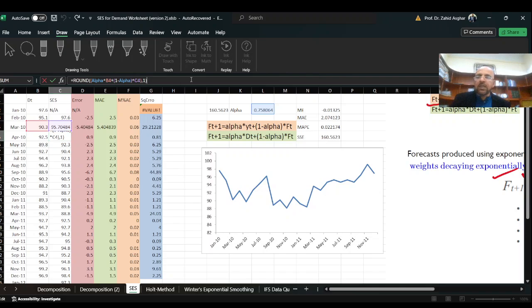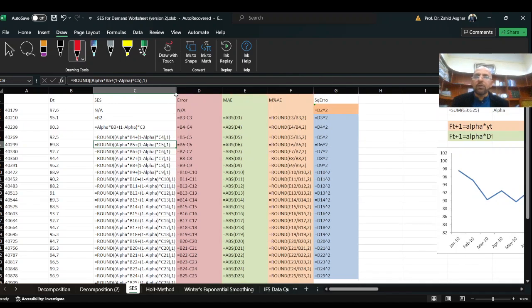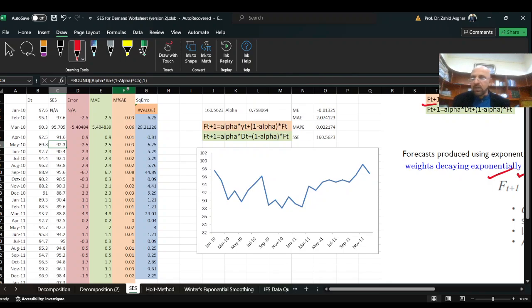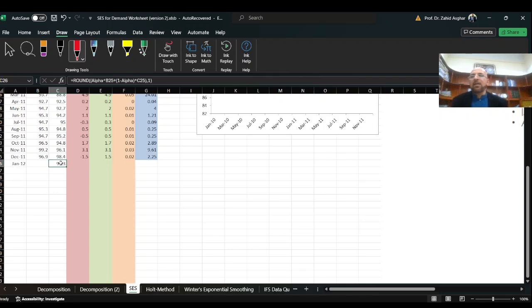If I press Control tilde, this will give you the whole formula. You can see this formula, and I have rounded it to one decimal place. Press Control tilde again; the tilde key is next to the one key. So now you can have these values here. If I plot these values, I can forecast it for January 12 by using this one.